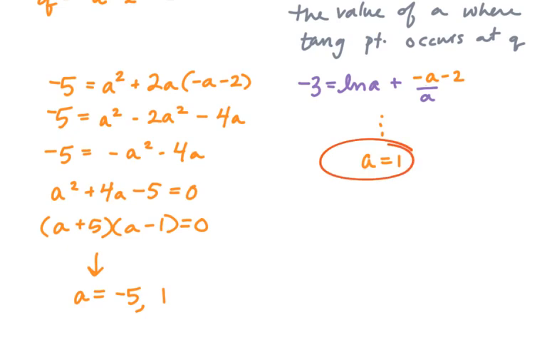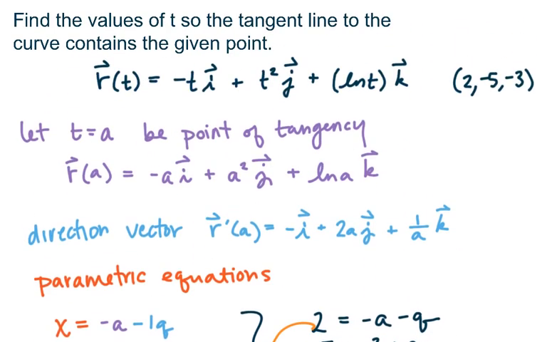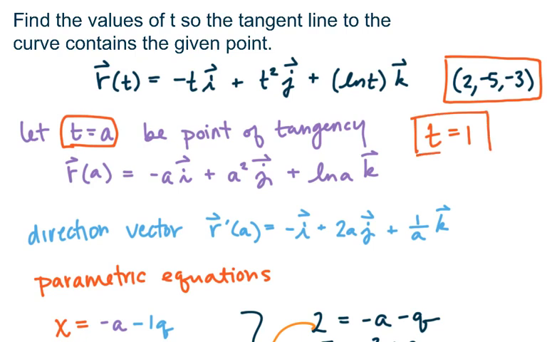So now remember what a was. We said t equals a is going to represent our point of tangency. So the value of t where the tangent line contains this given point is going to occur at t equals 1. At t equals 1, the tangent line to the curve contains this point. So that curve is passing through that point and then having the tangent line at that specific moment.